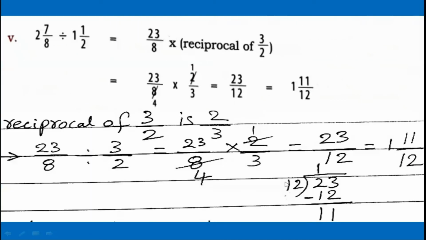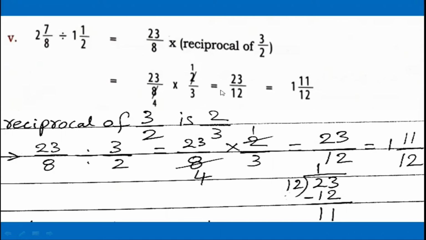Example 5. 2 7 by 8 divided by 1 by 2. That equal to 23 by 8 into reciprocal of 3 by 2. How this 23 came? 8 twos are 16 plus 7 is equal to 23. So we have written 23 by 8. And here 3 by 2 how it came? 2 ones are 2 plus 1 is 3. So 3 by 2. That equal to, in the next step, 23 by 8 into 2 by 3.